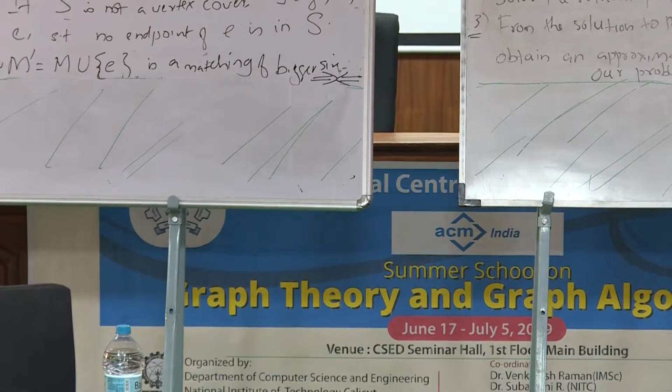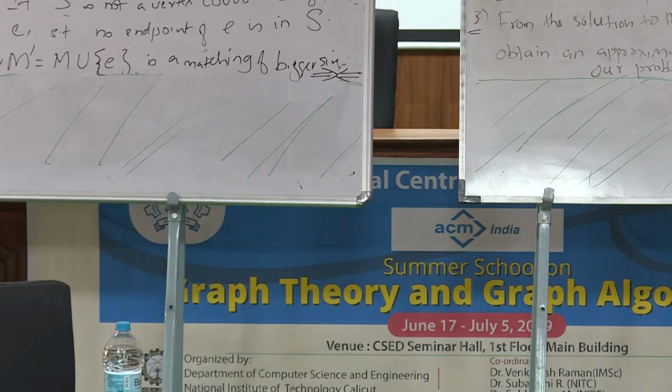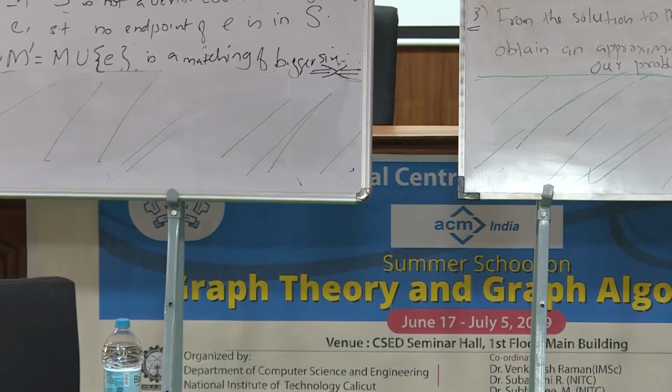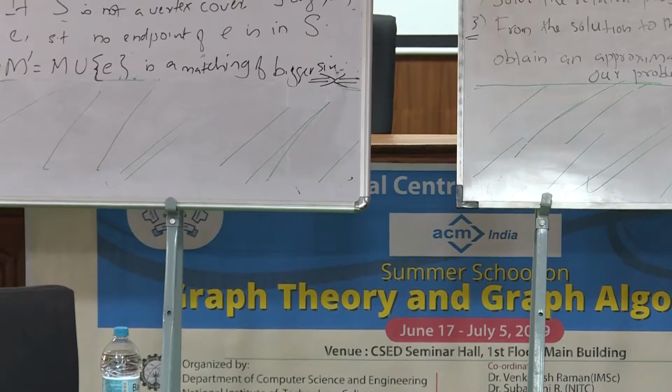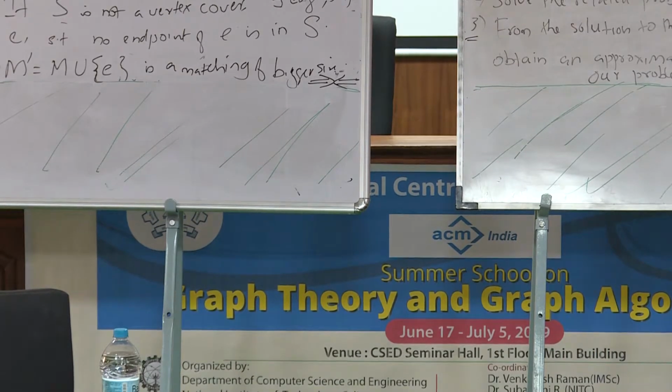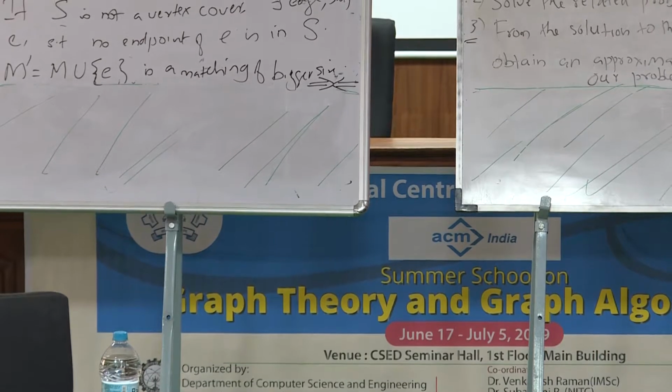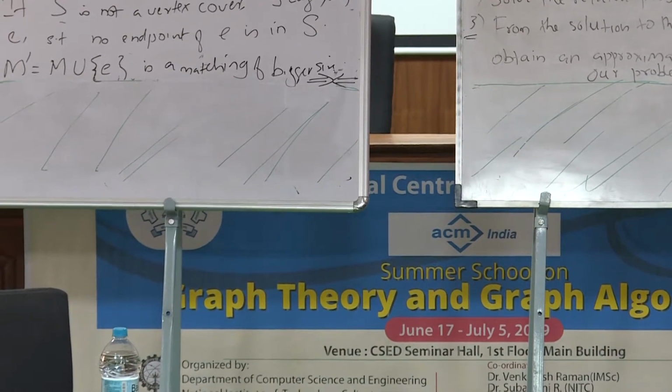So, got it? This is obvious. Find it. We take an edge and then we remove all the edges incident to the end vertices of that edge that we have selected. And in a similar way, with the remaining graph, we take another edge, and so on. Maximal, right? Yeah. Maximum we may not get this way. Yeah, maximal. Okay. Fine.